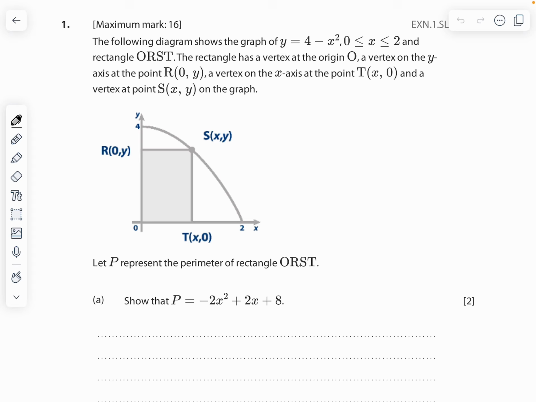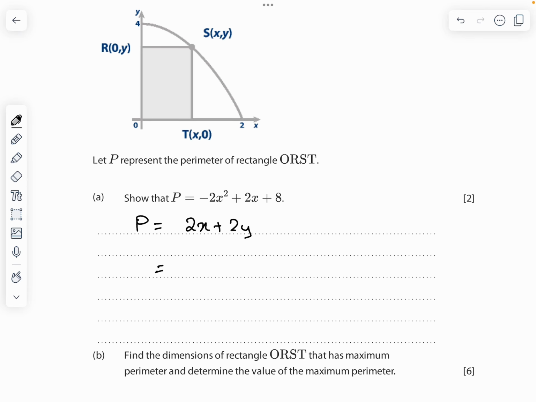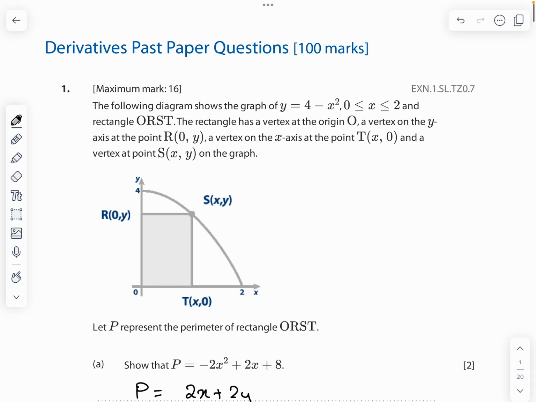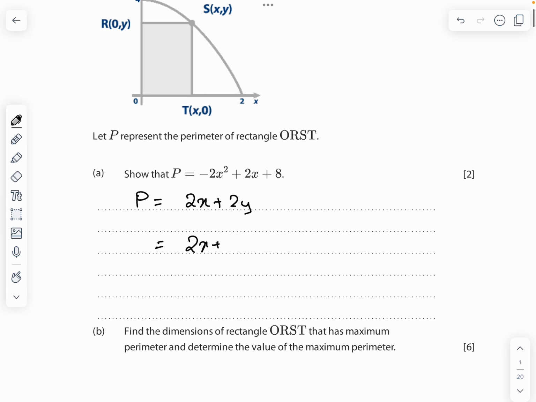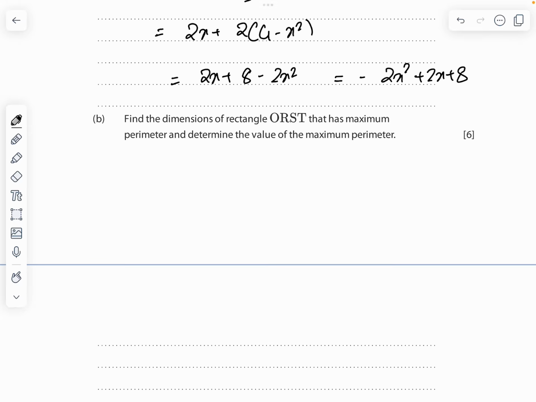That is being asked. So perimeter will be 2 times x plus 2 times y. 2x plus 2y, that's going to be the perimeter. Now 2x remains as 2x. But what is y? We know that y is 4 minus x square. So 2 times 4 minus x square. So it becomes 2x plus 8 minus 2x square, which is rearranged and written as negative 2x square plus 2x plus 8.